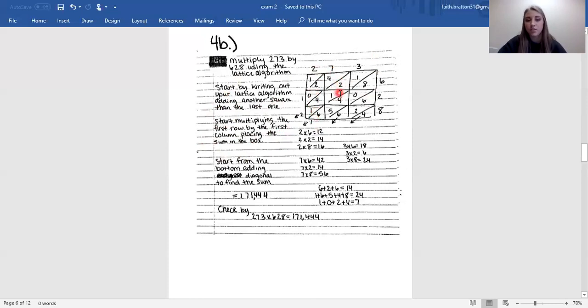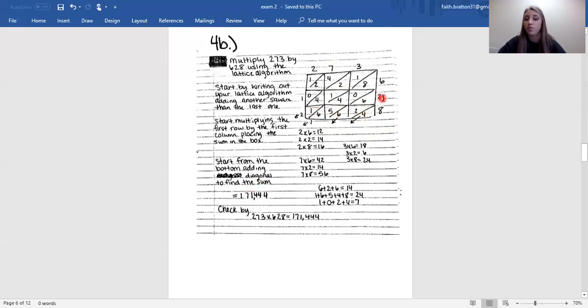7 times 6 is 42. 7 times 2 is 14. 56, 18, 6, and 24. Start from the bottom, adding them diagonal to find the sum. So we'll go 4, then 6 plus 2 is 8. All that is 24. All that.